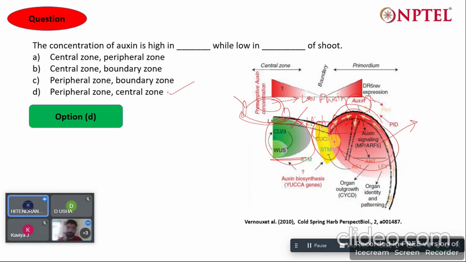Says that auxin can be synthesized in the central zone also, sir. Yeah. So there may be a possibility of a high concentration in the central zone also, sir.